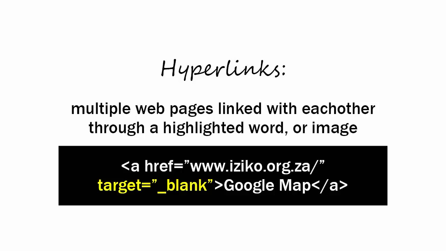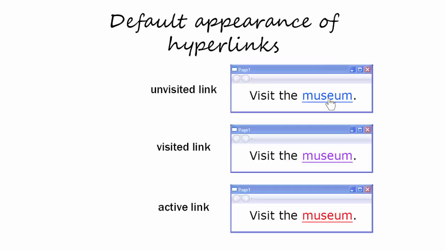When you see an underscore and blank, it means that it will be opened in a new window. Note the quotation marks. What is contained in between them is the web address. By default, links will appear as follows in all browsers. An unvisited link is underlined and blue. A visited link is underlined and purple. An active link is underlined and red.